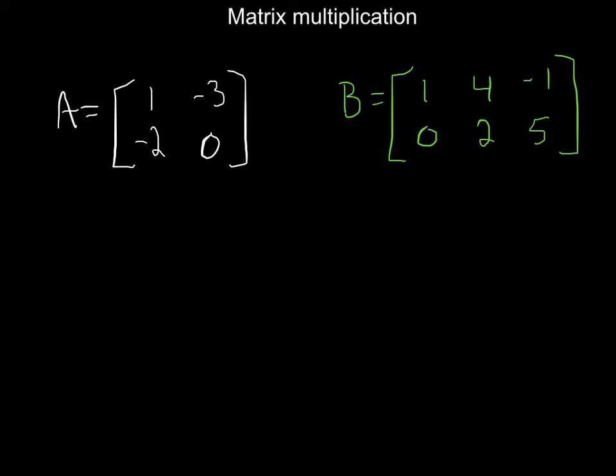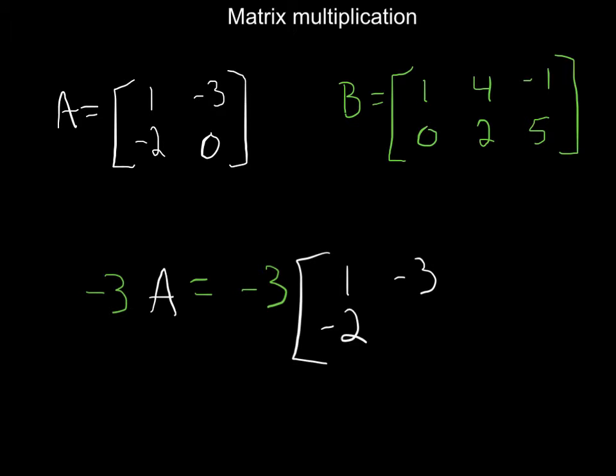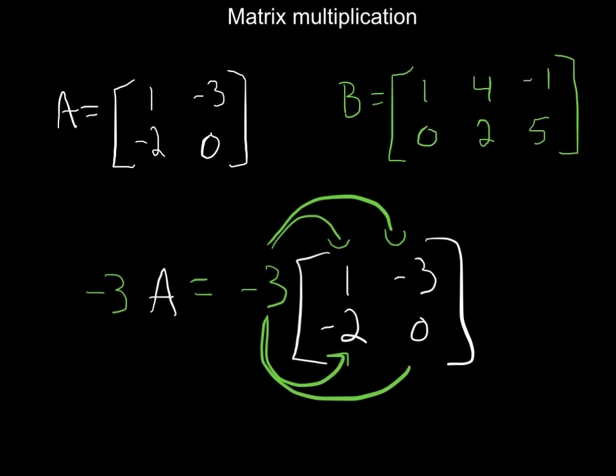So scalar multiplication just means we're going to take a matrix, let's say the A matrix, and multiply it by a constant, let's say -3. So -3 times A. What's going to happen is we're going to have a -3 out in front of that A matrix, which is 1, -3, -2, and 0. I just think of this as a distribution method. So just distribute that -3 to every single element inside that matrix.